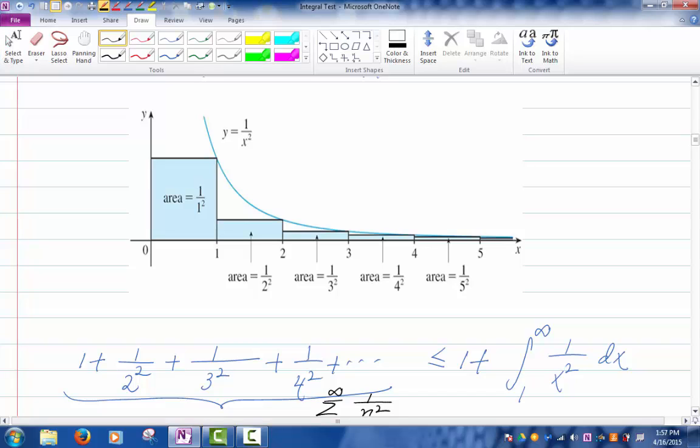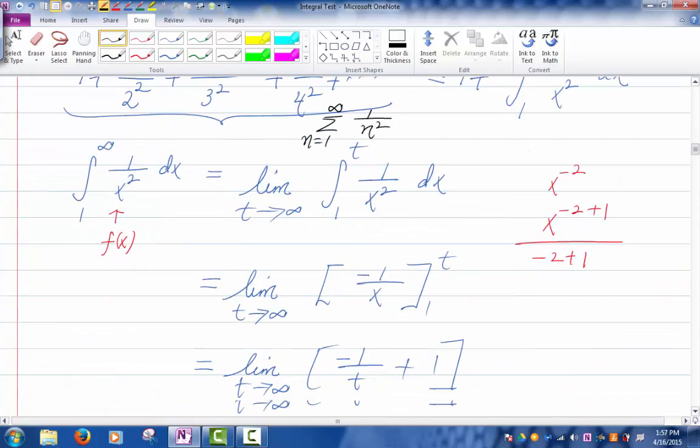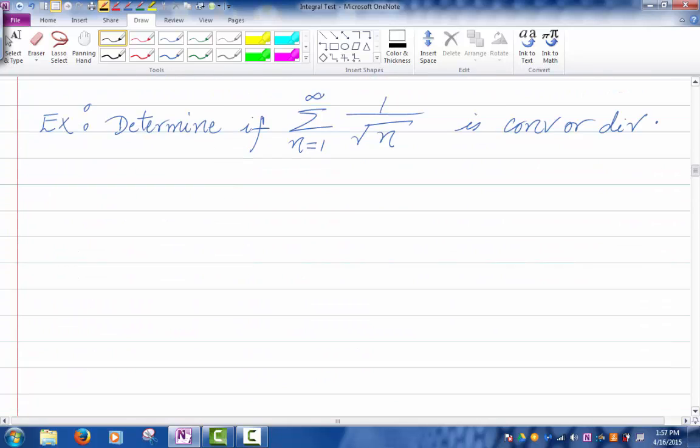I'm just showing you how it looks like in picture. Let's look at another example, and this time I'm going to go over it.